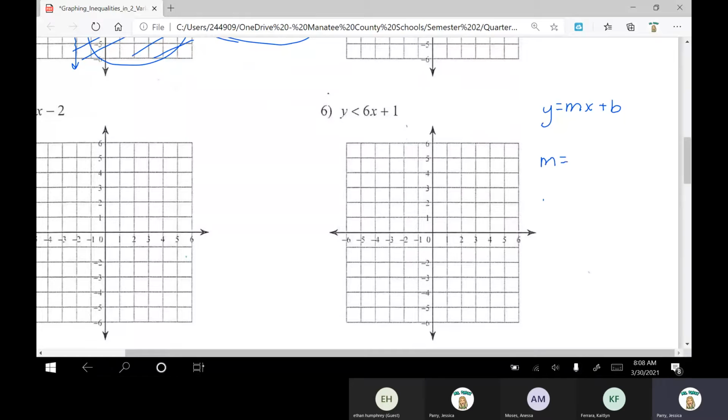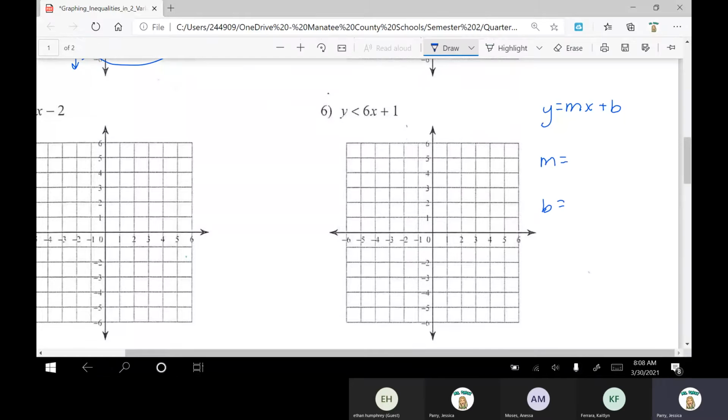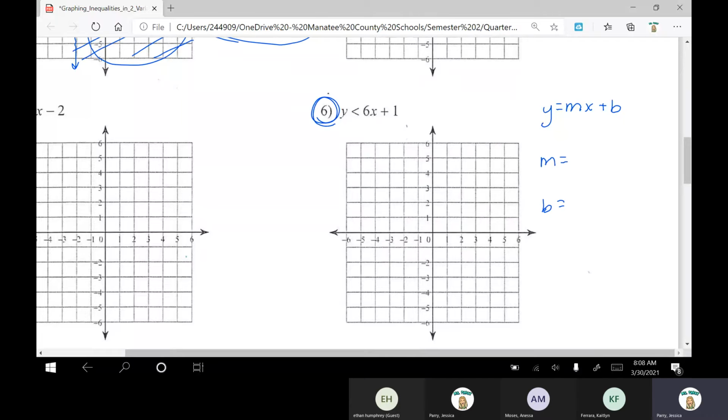M equals, B equals. What's in the same spot as M? And we're looking at number 6 now. And you can type it in the chat or turn your microphone on. What's in the same spot as M? 6. Yep, perfect. So here's my 6. And then what's in the same spot as B? 1. 1, perfect. Okay, and then from there, we can start graphing it.